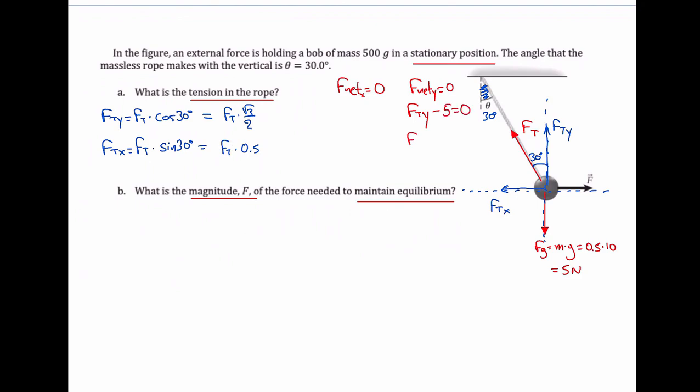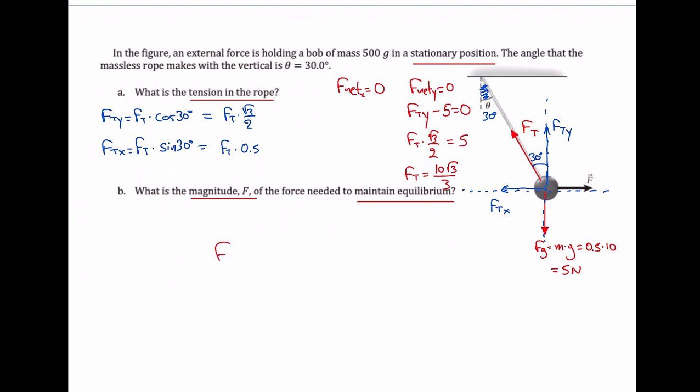So this means that the force of tension Y, which is force of tension times root of 3 over 2, is equal to 5. And if we divide 5 over cosine 30, or 5 over root of 3 over 2, we bring the value of force of tension, which is 10 root of 3 over 3, according to my calculator. This is correct.